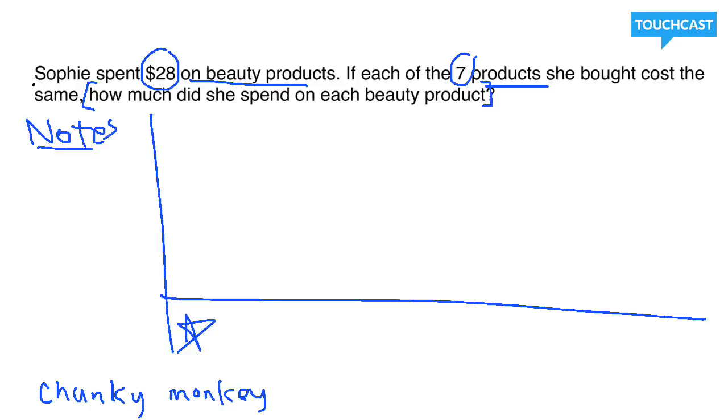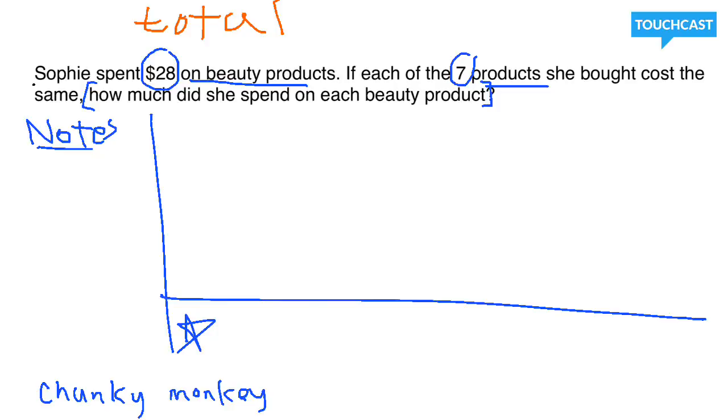Welcome back, everybody. It's Mr. Carter here. Let's read our problem one more time. Sophie spent $28 on beauty products. If each of the 7 products she bought cost the same, how much did she spend on each beauty product? Well, real quick, let's look at our first part here. Sophie spent $28 on beauty products. So we know that she spent the total, because however much she spent was the total amount of money that is being talked about in this problem. So, 28 is our total, and we know that if 28 is our total, we are going to, what, everybody? Correct. We are going to be dividing.